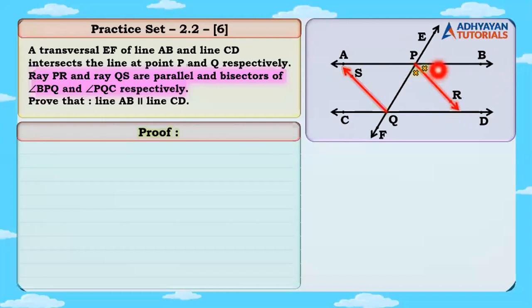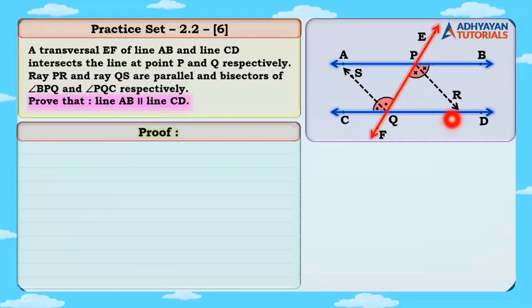Let's say we assume the two angles as a variable x, and likewise here we assume another variable y. Now we talk about the to prove part first. The to prove part is we need to prove that AB is parallel to CD, and for which we need to consider the transversal EF. I hope it is clear.